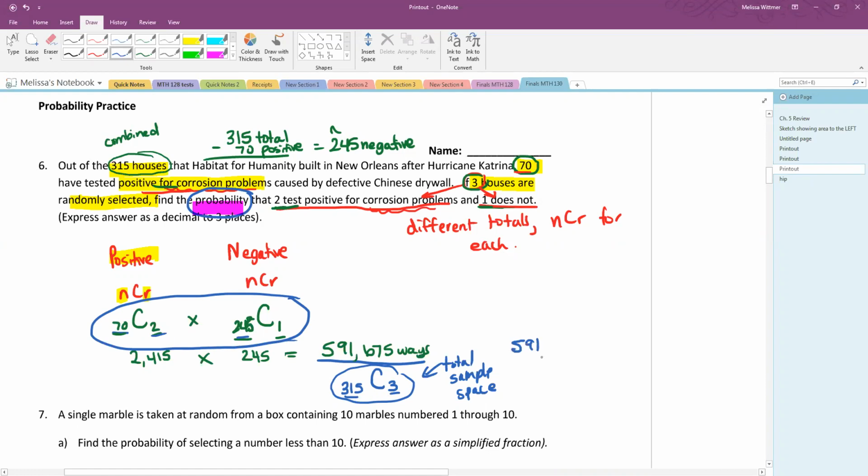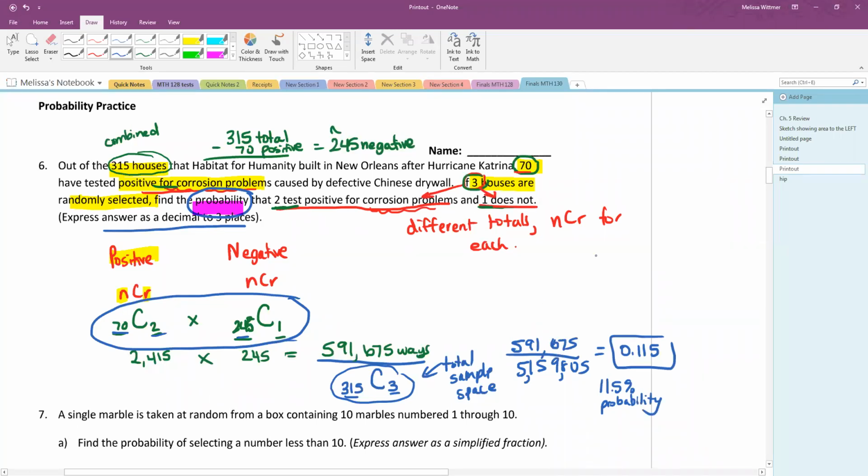So 591,675, and that will be divided by 5,159,805. There's all the digits there. Divide those. It says express the answer as a decimal to 3 places. So 0.115 would be the final result. And that's 11.5% probability if you turn that into a percent.